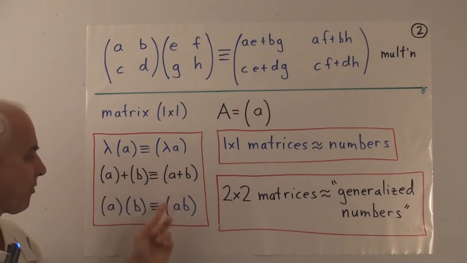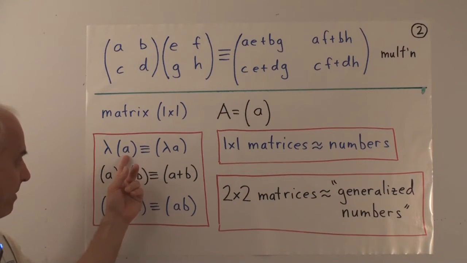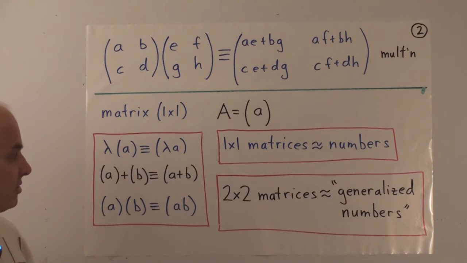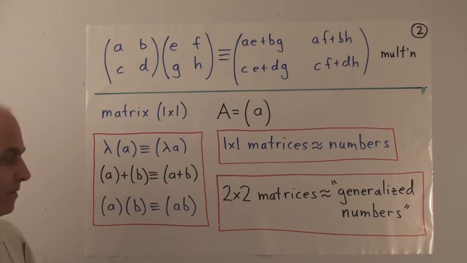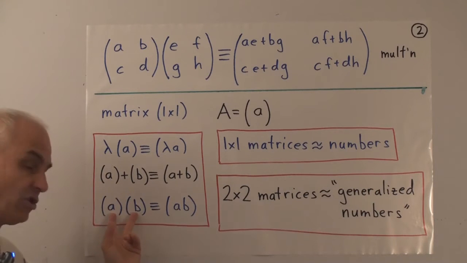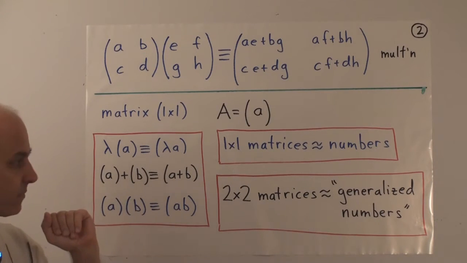And here are the three operations for 1x1 matrices. We can multiply a 1x1 matrix by a scalar, in other words, by a number, just by multiplying the entry by that number. We can add two 1x1 matrices just by adding the entries. And we can multiply two 1x1 matrices by multiplying the entries.